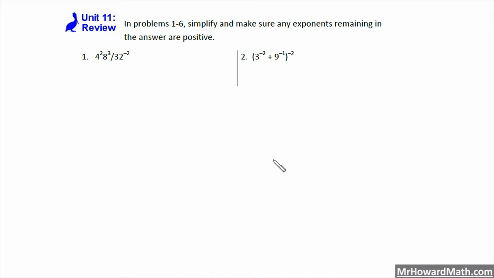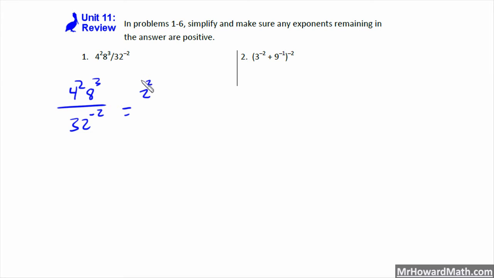Alright, this will be the first video for the Unit 11 review on exponents. We'll have several videos to get through the review. So this first one, we are simplifying these, so we'll rewrite it here so that we have a horizontal fraction bar there. And we notice that we have bases of 4, 8, and 32, so we need to fix that. We need the same base, so we can actually rewrite all of these with a base of 2.